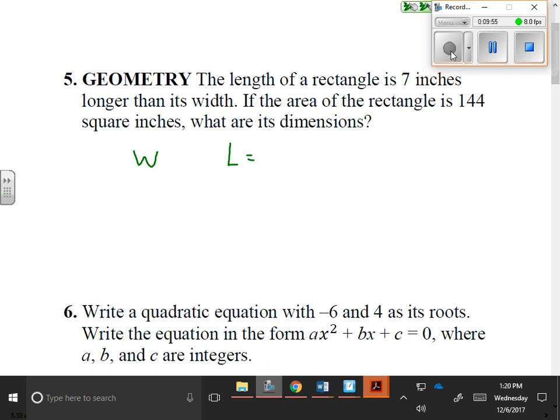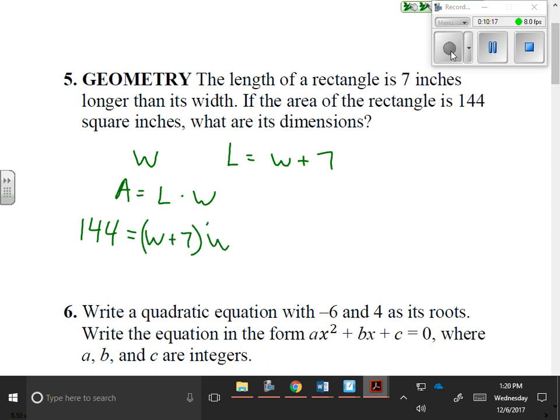is equal to the width plus 7. So usually the area is length times width. But what we're going to do is substitute 144 for the area. We're going to substitute in W plus 7 for the length, and we're going to leave the width just W.